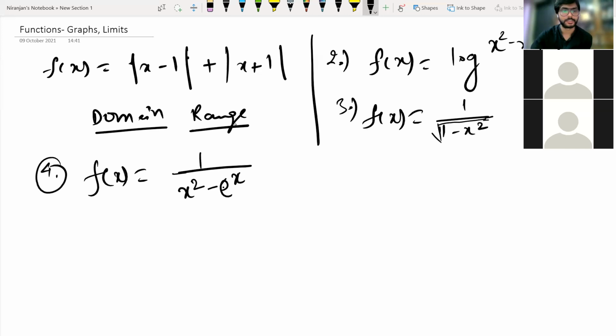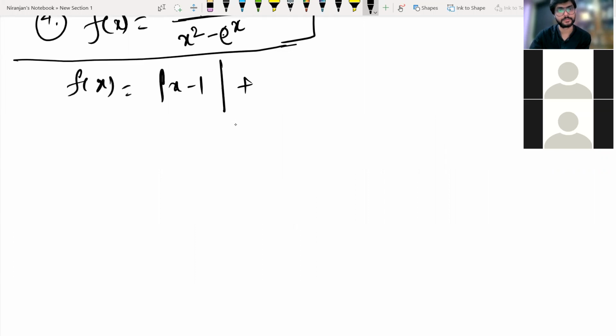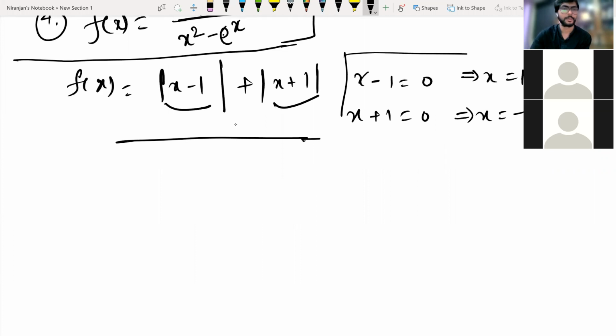So how do you start with this kind of problem? Let me tell you. Your problem was mod of x minus 1 plus mod of x plus 1. You go on the number line. You make this 0 and this 0. How many points did you get? 2 points, minus 1 and 1.